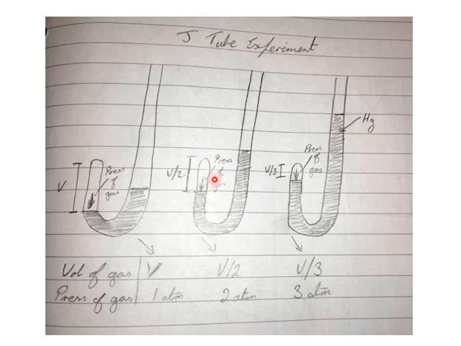What he did was he took a tube in a J shape and it was sealed at one end. He trapped a gas bubble in it and then he filled the tube with mercury. He noticed that as he increased the amount of mercury, the volume of the gas bubble decreased. So what he said was, as the pressure increased, the volume of the gas decreased.